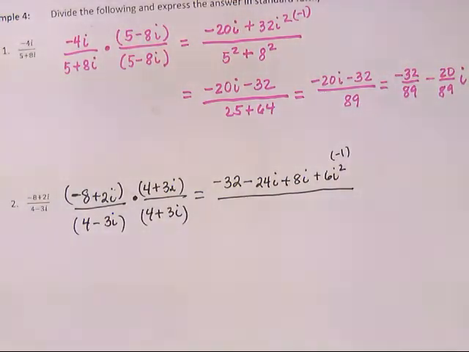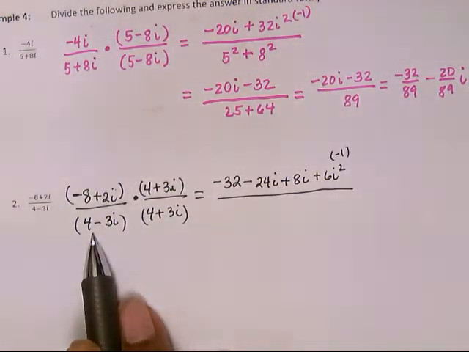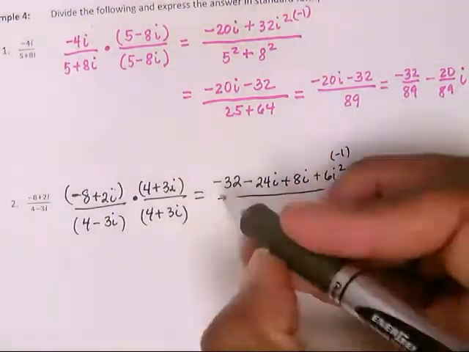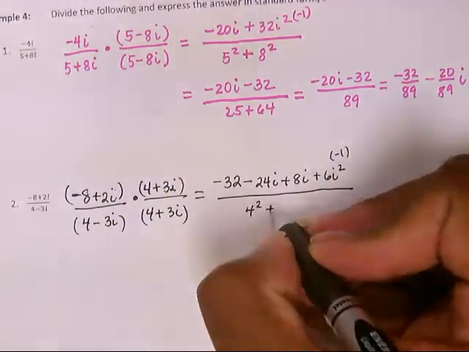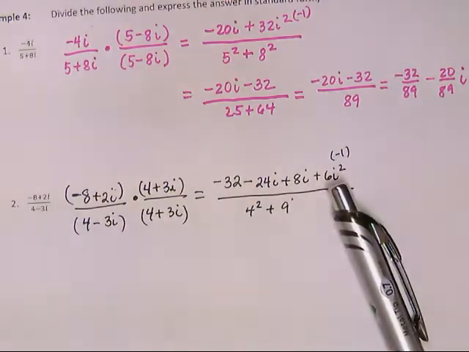The denominator, since they're complex conjugates, we just square the real part, which is a 4, plus the square of the imaginary part. That's going to be 3.